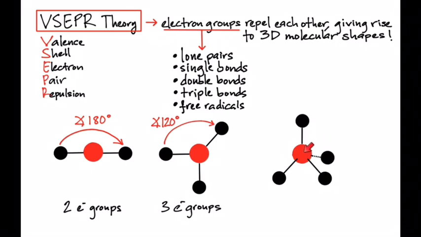And here's another example. Here we have the central atom in red, and this time we have 4 terminal atoms. And again, these bonds between them could be a single bond, double bond, or a triple bond, or it could be just a lone pair of electrons. So in this case, the central atom in red has a total of 4 electron groups: 1, 2, 3, and 4. And so the bond angle between the terminal atoms is 109.5 degrees.